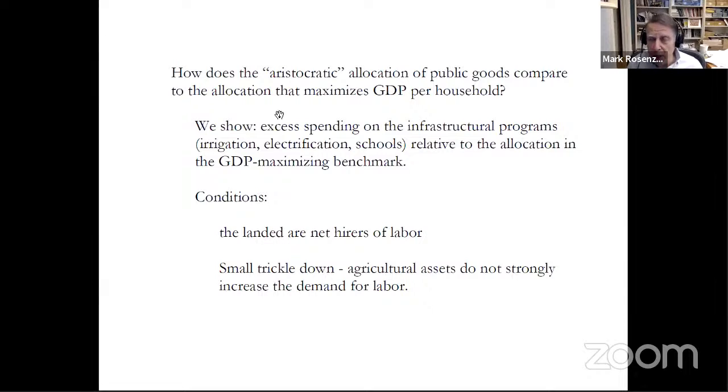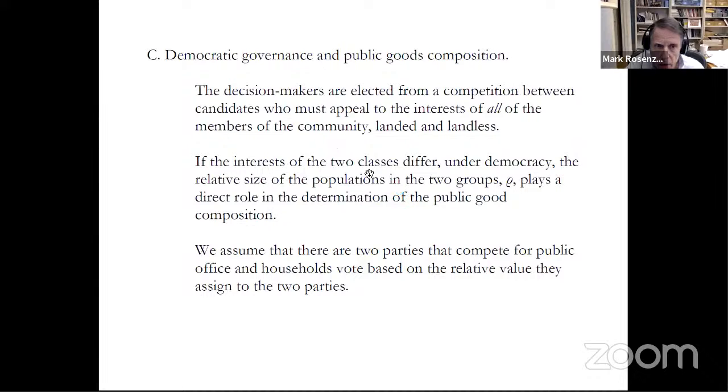We compare the aristocratic allocation of public goods to the allocation that simply maximizes GDP per household. And what we show is that there's excess spending on the infrastructure programs relative to the allocation that maximizes GDP. And the conditions are simply that the landed are net hirers of labor, and there's very small trickle down, that the agricultural assets don't strongly increase the wages of labor.